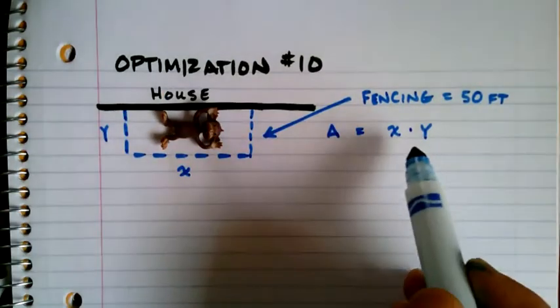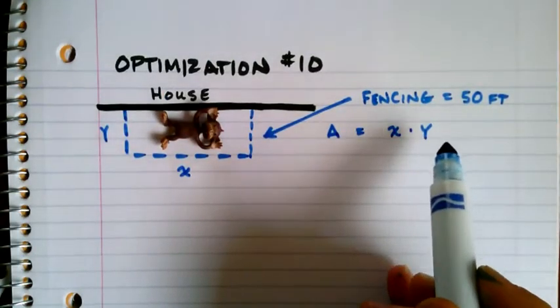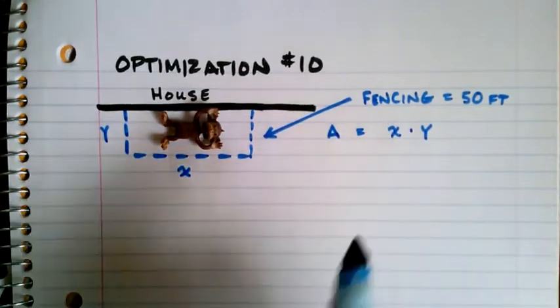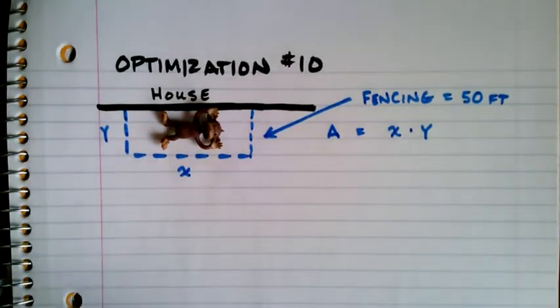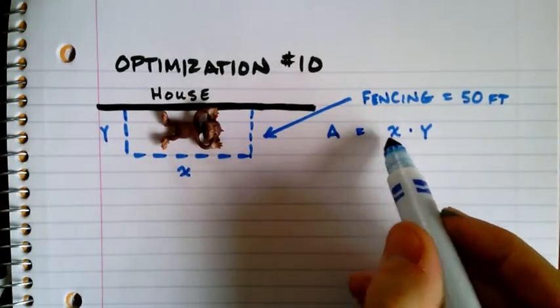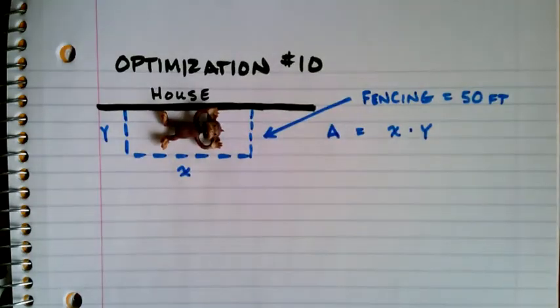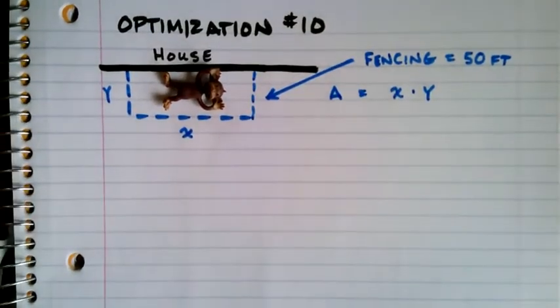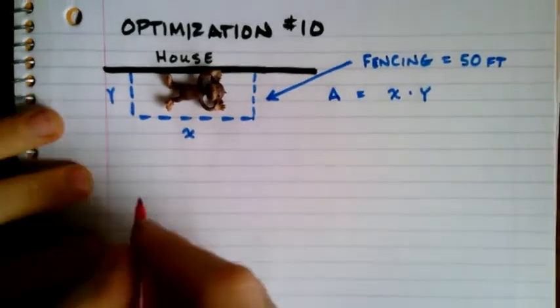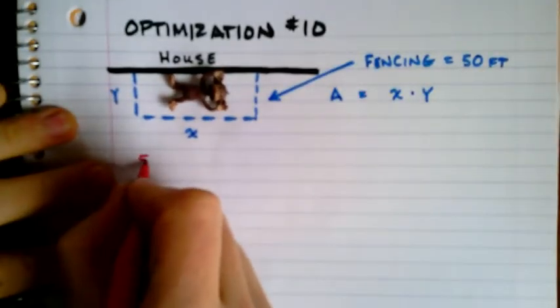Now, we can't take the derivative of X times Y, or at least that wouldn't be very fun. It would have to be implicit. We would really like to have area in terms of just X. So what I'm going to do is add what's called a constraint equation. And the constraint equation goes like this. The fencing is only 50 feet.